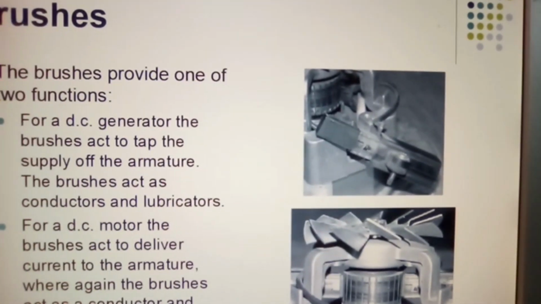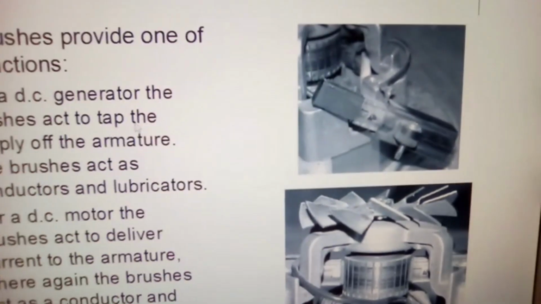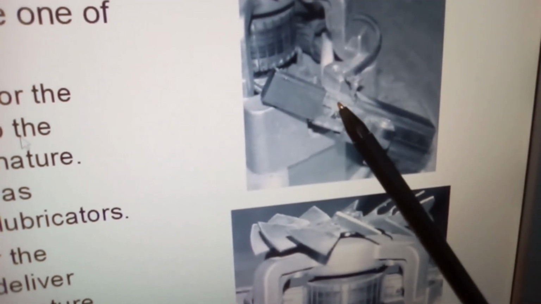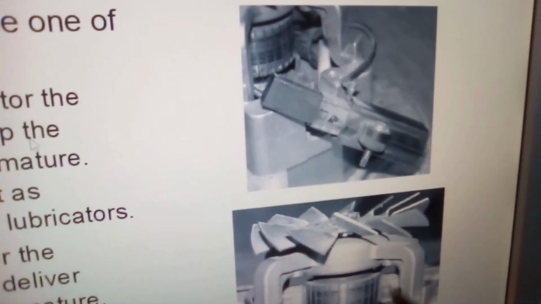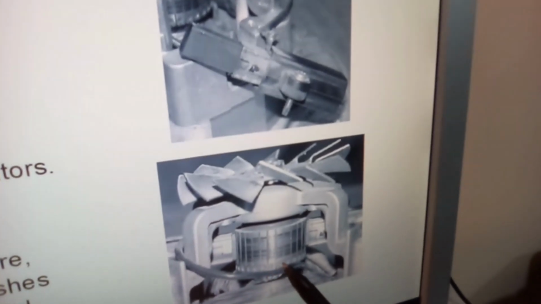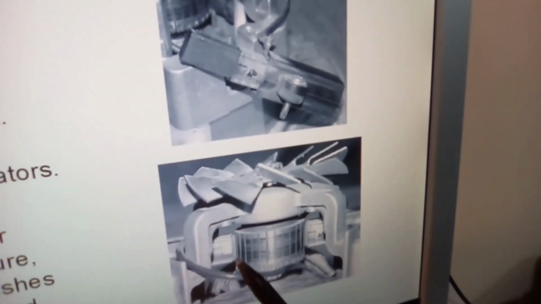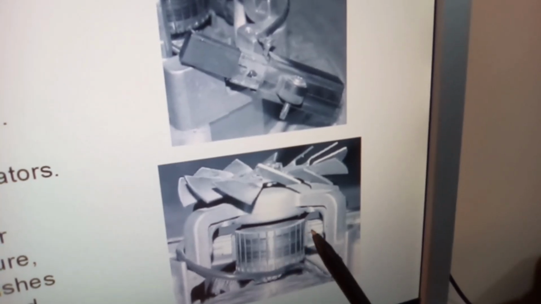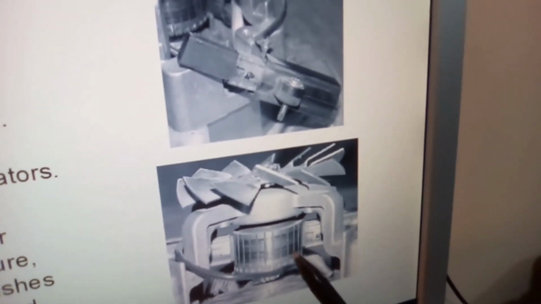Let me just go in a bit closer if I can. You can see your brush here, and it's in the housing which is secured. And here is your commutator. Let me step back a little bit. Here's your commutator, and here are the brushes faced up against the commutator, being fixed back into position.